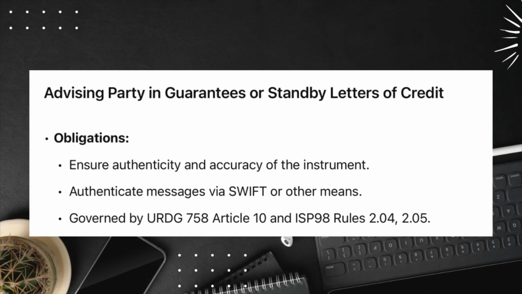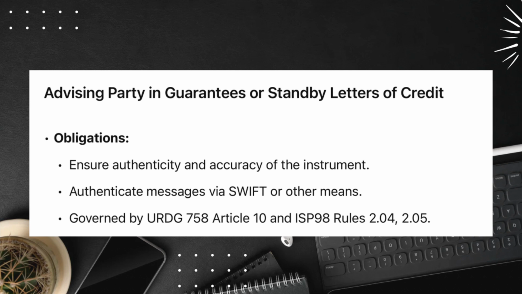A primary obligation of the advising party is that in advising the guarantee, it signifies to the beneficiary that it has satisfied itself as to the apparent authenticity of the guarantee and that the advice accurately reflects the terms and conditions of the guarantee. In standby letter of credit operations, Rule 2.05 and 2.04 of ISP 98 set out the procedure for the nomination of an advisor and the obligation of the advisor.